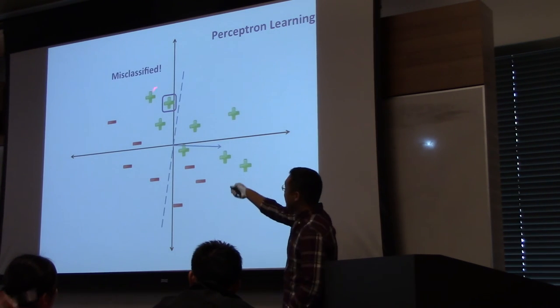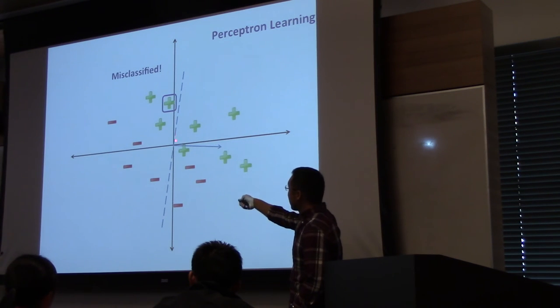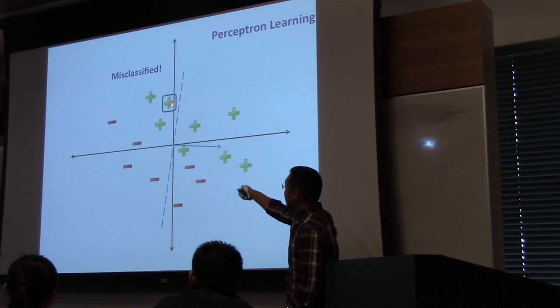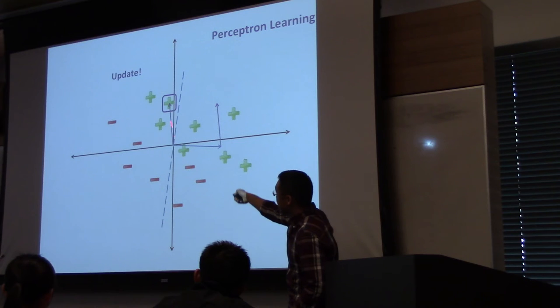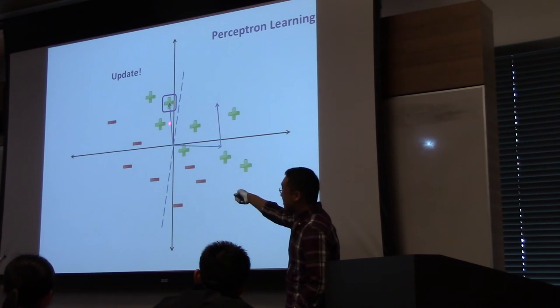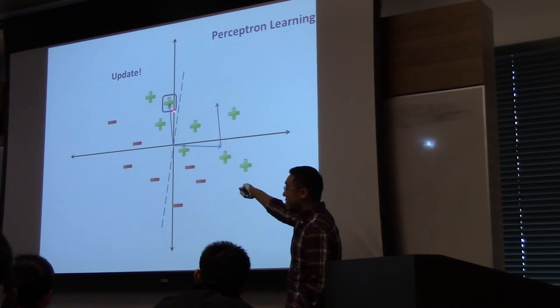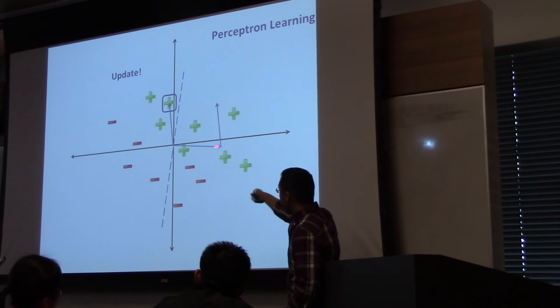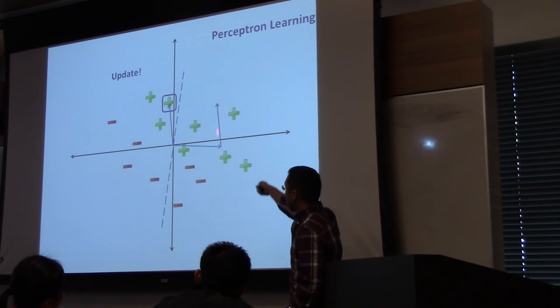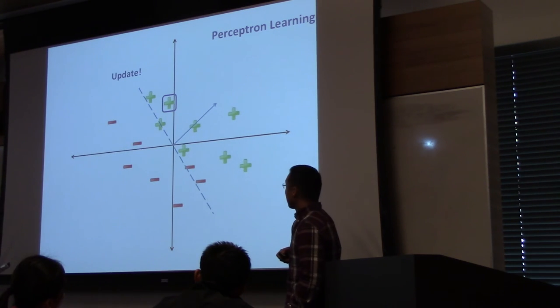So this one's misclassified. The feature vector corresponding to this example is this arrow. That's the feature vector corresponding to this example. And this is a positive example, so we just make a vector addition update like this, and that's our new model.